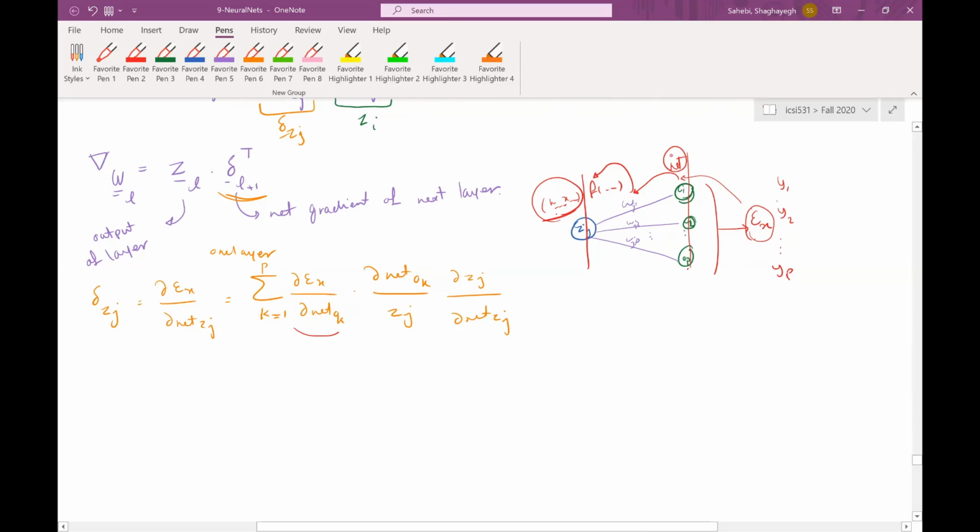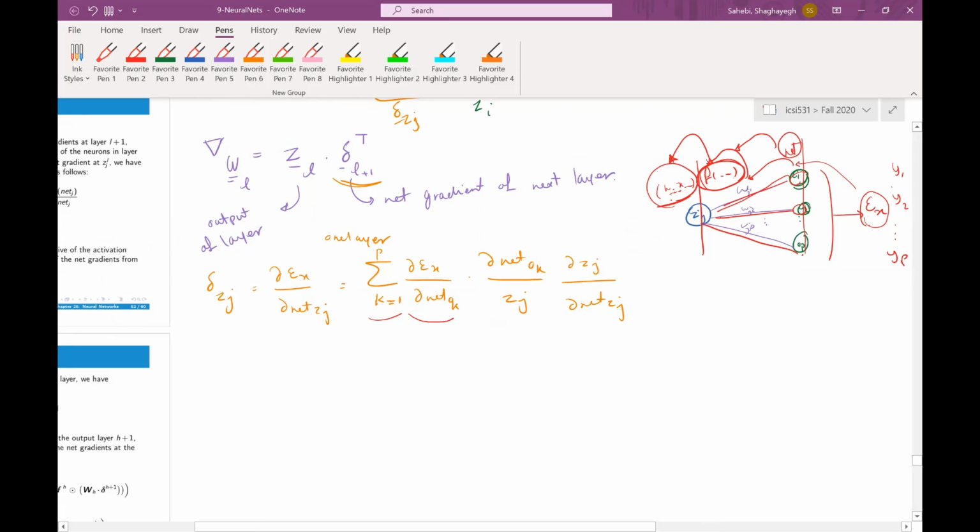Then we take the derivative of the net values with respect to zj here, which is basically f of this net zj. And then we take the derivative of this zj, which is f of net zj, with respect to net zj itself. So we are doing it step by step, and then we are summing over all these routes that we are going through. So once we are going through O1, once we are going through O2, etc.